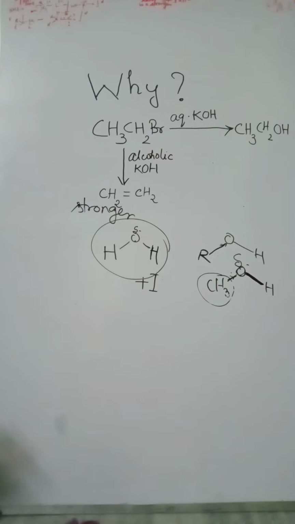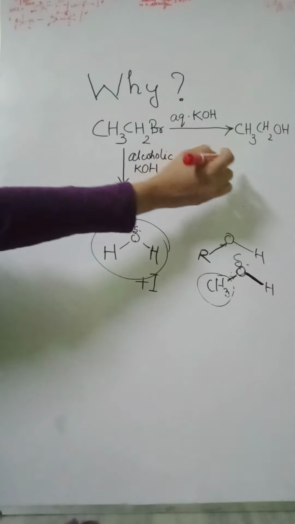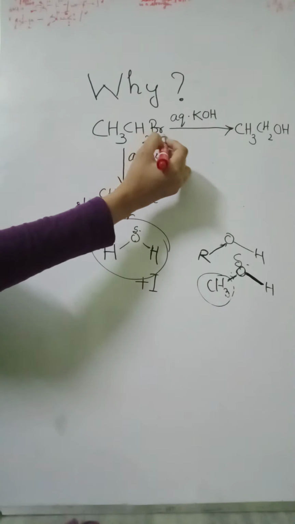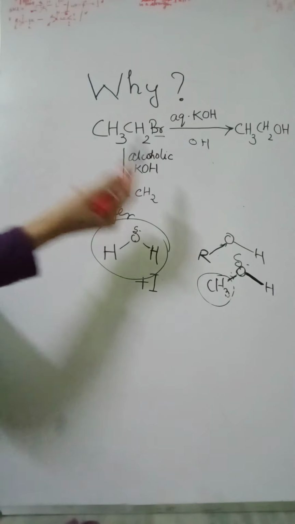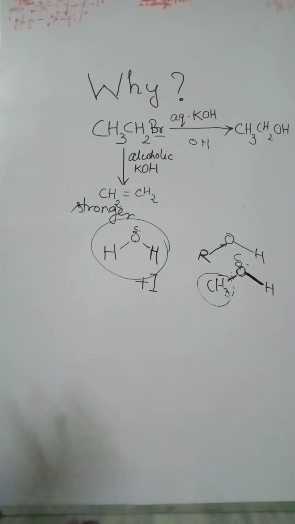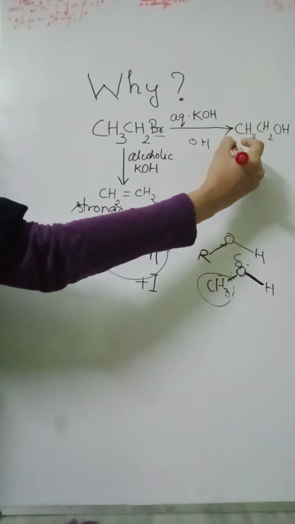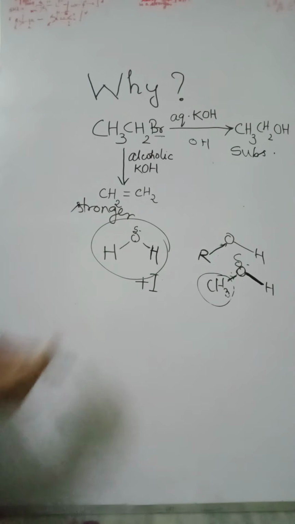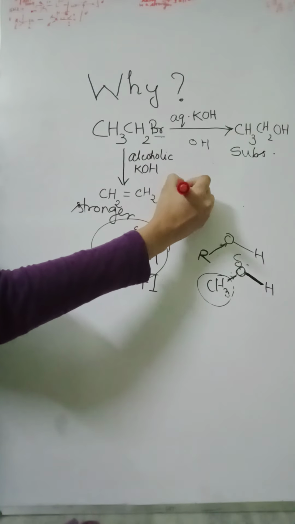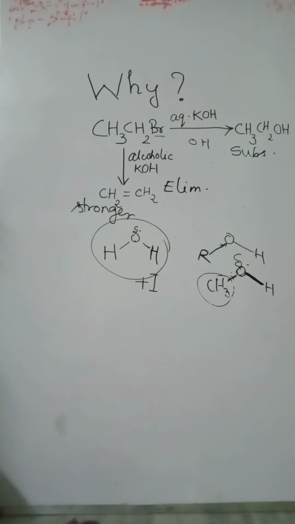Now just take a look at the products formed. Here there is just a replacement of the bromine atom with an OH group. In this case, what is being replaced, or rather what is being eliminated? One bromine and one hydrogen. So the type of reaction over here is substitution. The type of reaction over here is elimination.